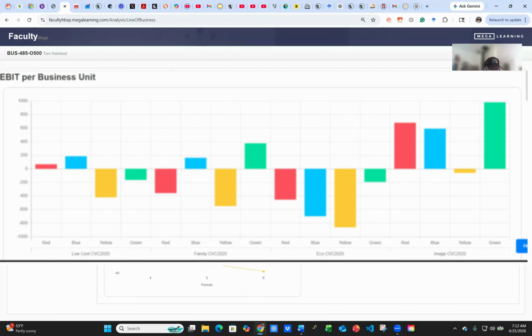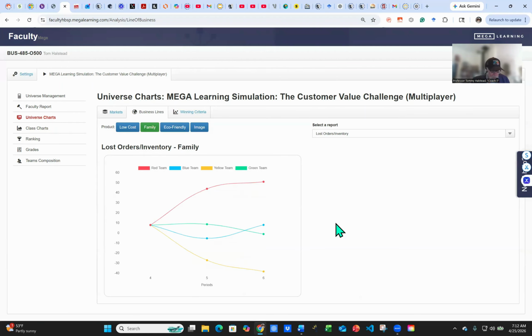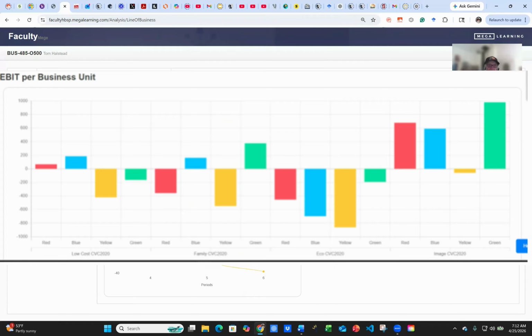All right, looking at comparing to the EBIT, you can see that what are our two? Do we have blue and green? Where do we have blue and green? You can see the two in positive in family. If you look at EBIT, they are blue and green.